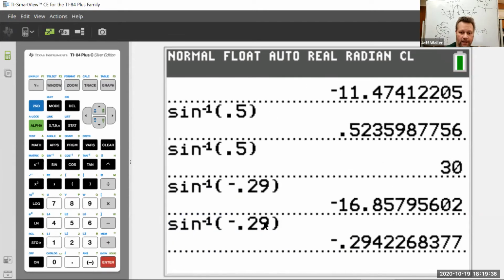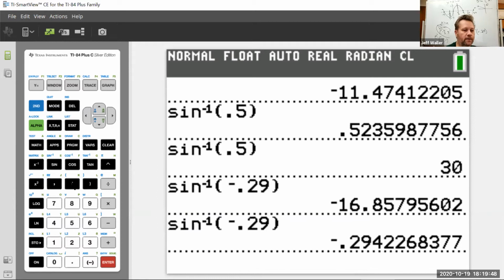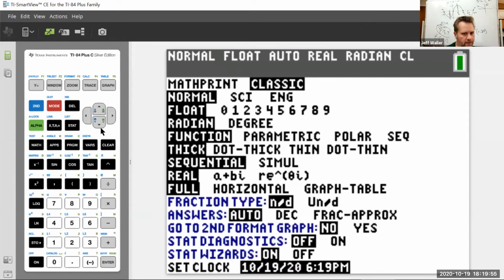Oh, that's neat. I cannot take credit for that. The inverse sine of negative 0.29 is almost the same thing in radians. I'm sorry, I can't take credit for that. That is freakadelic. That's going to trip me up. Does everybody understand why I'm freaking out a little bit? Okay, but let's stick with degrees for right now.